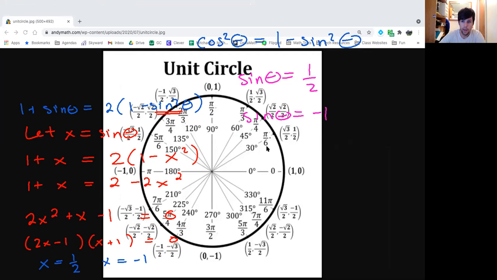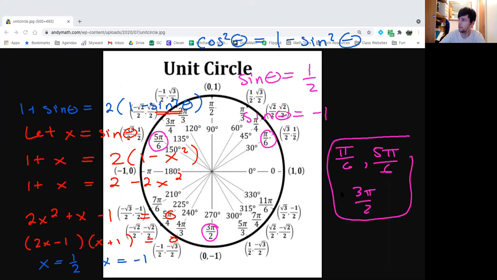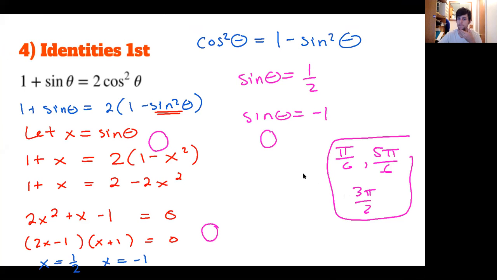So sine of pi over 6 is 1/2. And 5 pi over 6, that's where I have a sine value of 1/2. So pi over 6, 5 pi over 6, and then sine is -1 down here, 3 pi over 2. So these are going to be our 3 solutions for this particular equation. Again, just sort of using the unit circle there.